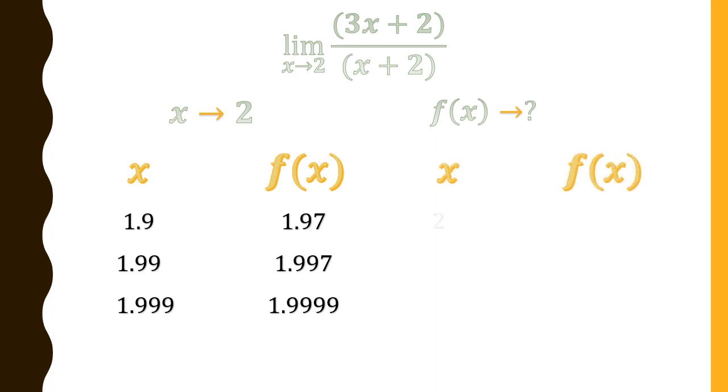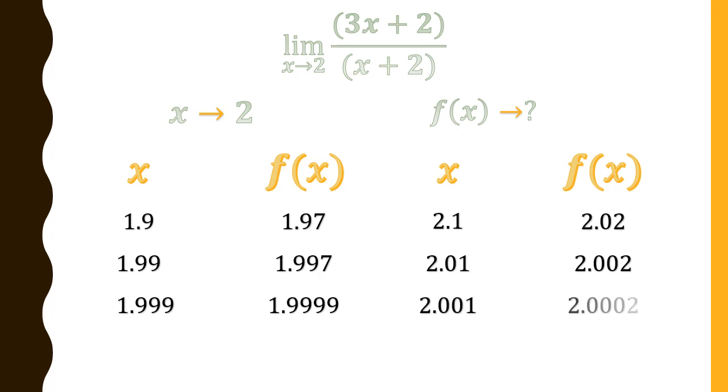Next, I will take greater values. 2.1 will get me 2.02. 2.01 will get me 2.002. You have to put this value into the equation, don't forget. And when I take 2.001, it will get me 2.0002. So as we know, when x tends to 2, f(x) tends to 2. When x is taken nearer and nearer to 2, f(x) goes nearer and nearer to the same value 2. The limiting value of this equation is 2.